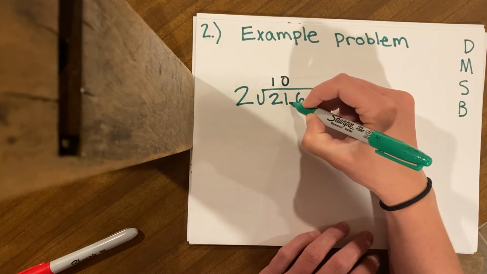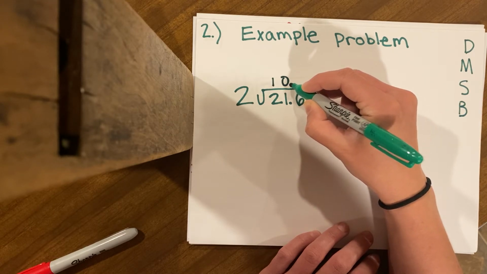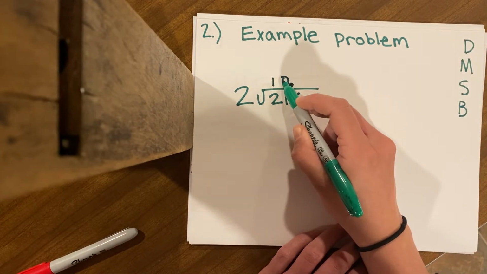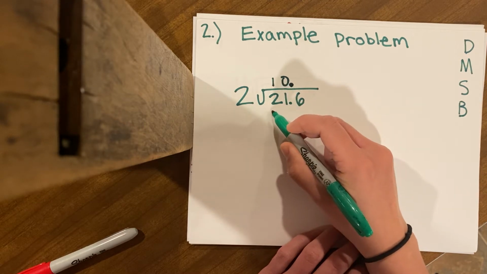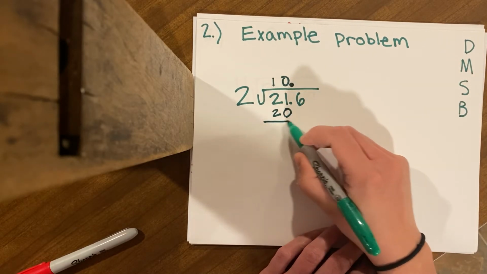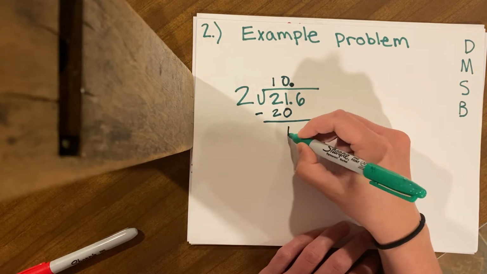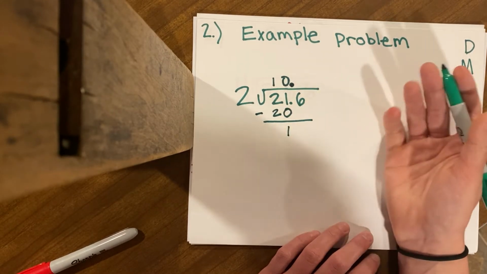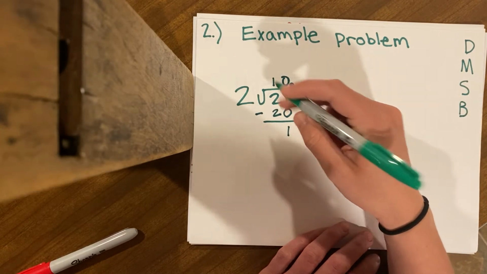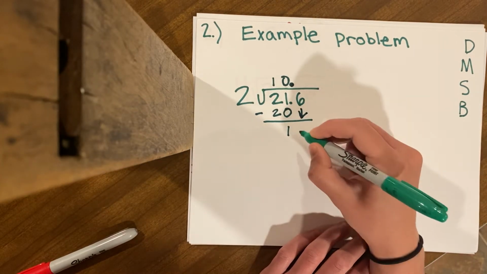Okay, now what you're going to do is remember, place your decimal. Okay, 2 times 10, we divided, now we multiply, is 20. Now we subtract. 1 minus 0, 1. 2 minus 2 is 0. Okay, now we're going to bring down. We know that 2 cannot go into 1. We're going to bring down our 6.